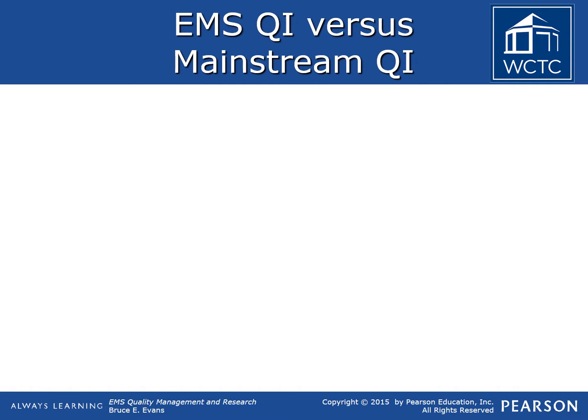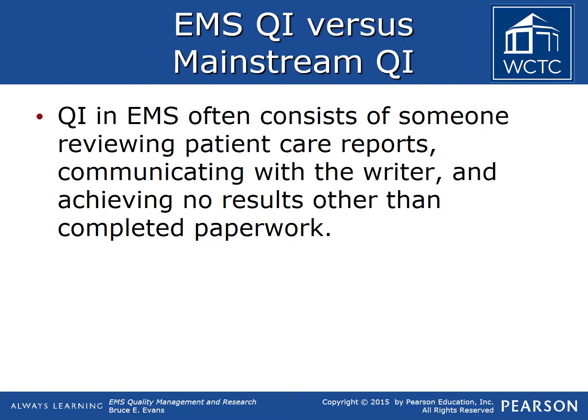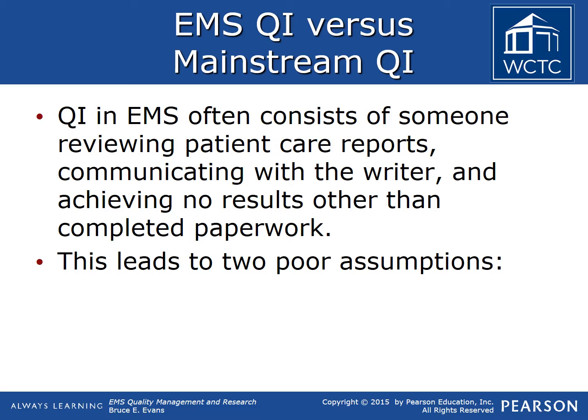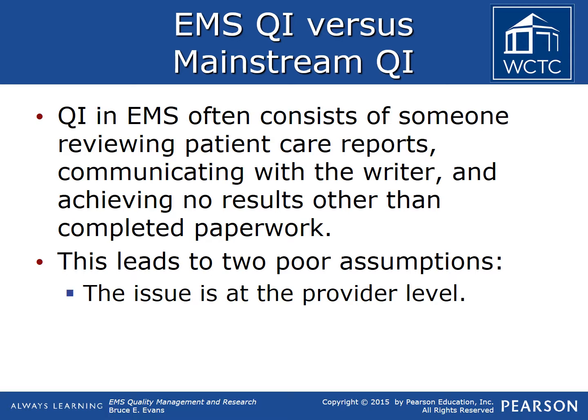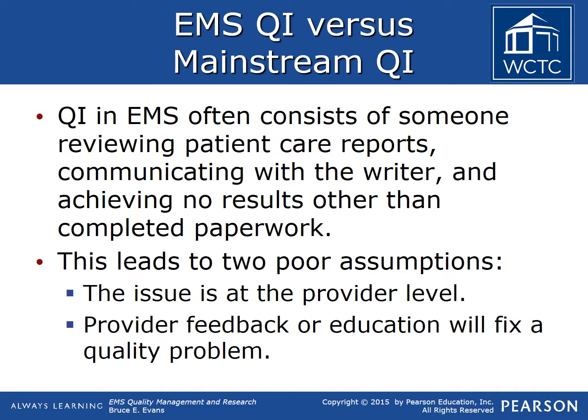When evaluating systems in EMS, traditional quality improvement efforts focus solely on reviewing patient care reports. Such efforts, when used alone, do very little to improve quality within the organization and can have a detrimental effect by assuming any quality issues that arise are at the provider level, which means the only solutions are to provide feedback and education to the providers or to begin the disciplinary process to fix problems. As the saying goes, if the only tool you have is a hammer, every problem looks like a nail.